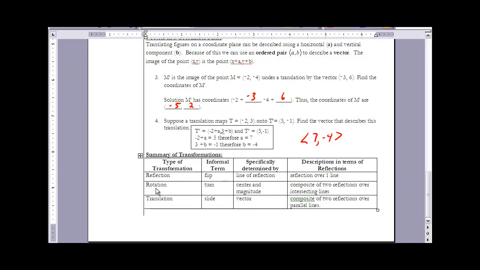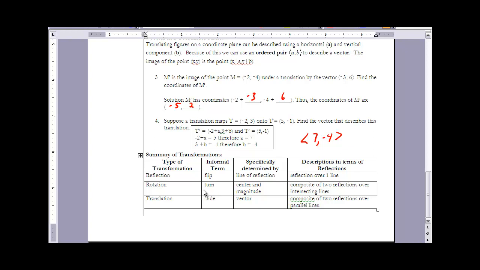Okay, the last thing I'd like to do is summarize the transformations that we've done so far. In this chapter we've looked at 3 different transformations: reflections, rotations, and translations. Informally, we can think of a reflection as being a flip. We're flipping our figure. A rotation we can think of as being a turn, and a translation we can think of as being a slide.